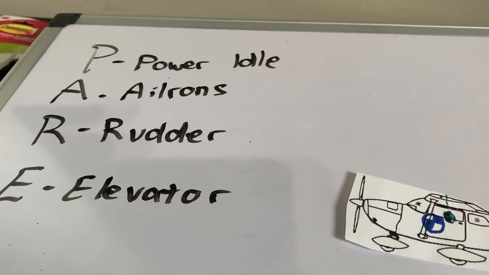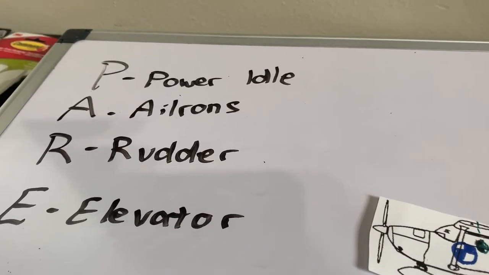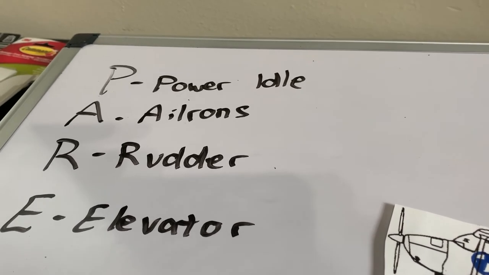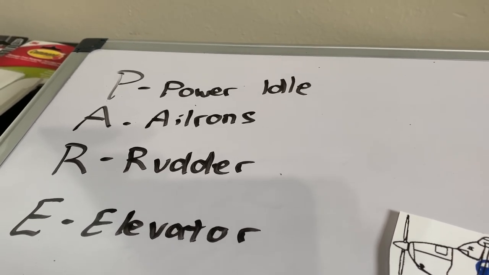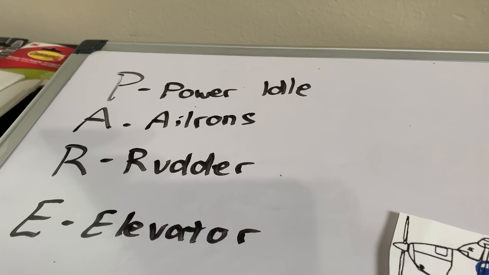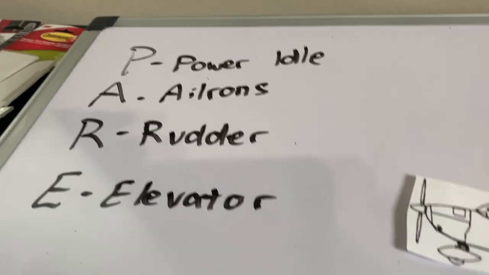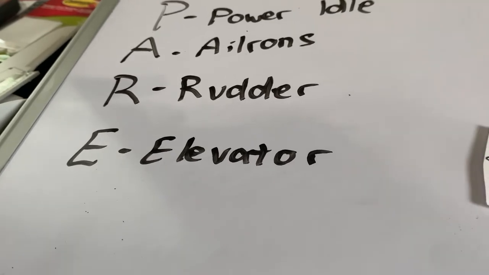I mean, we do have something to compensate for that, which is Frise and differential type ailerons. However, why try to make it difficult when you can take that out of the equation by just neutralizing the ailerons? Rudder, obviously, is self-explanatory. Elevator, they say to briskly push it forward.